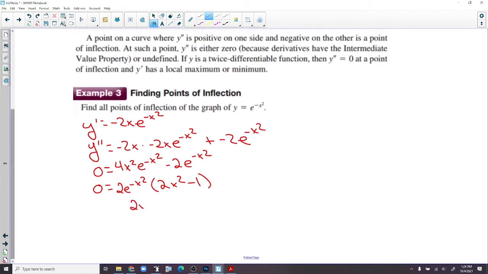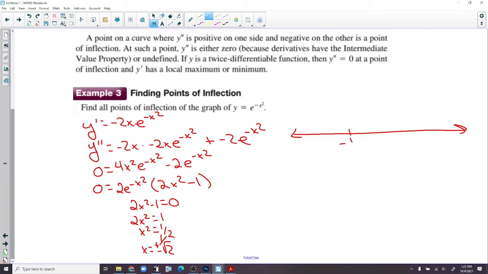So now 2x squared minus 1, we want to know where that's 0. So 2x squared is equal to 1, x squared is equal to 1/2. So x is plus or minus the square root of, well, we can go 1 over square root of 2. So let's put that on a number line. We have negative 1 over square root of 2 and 1 over square root of 2.